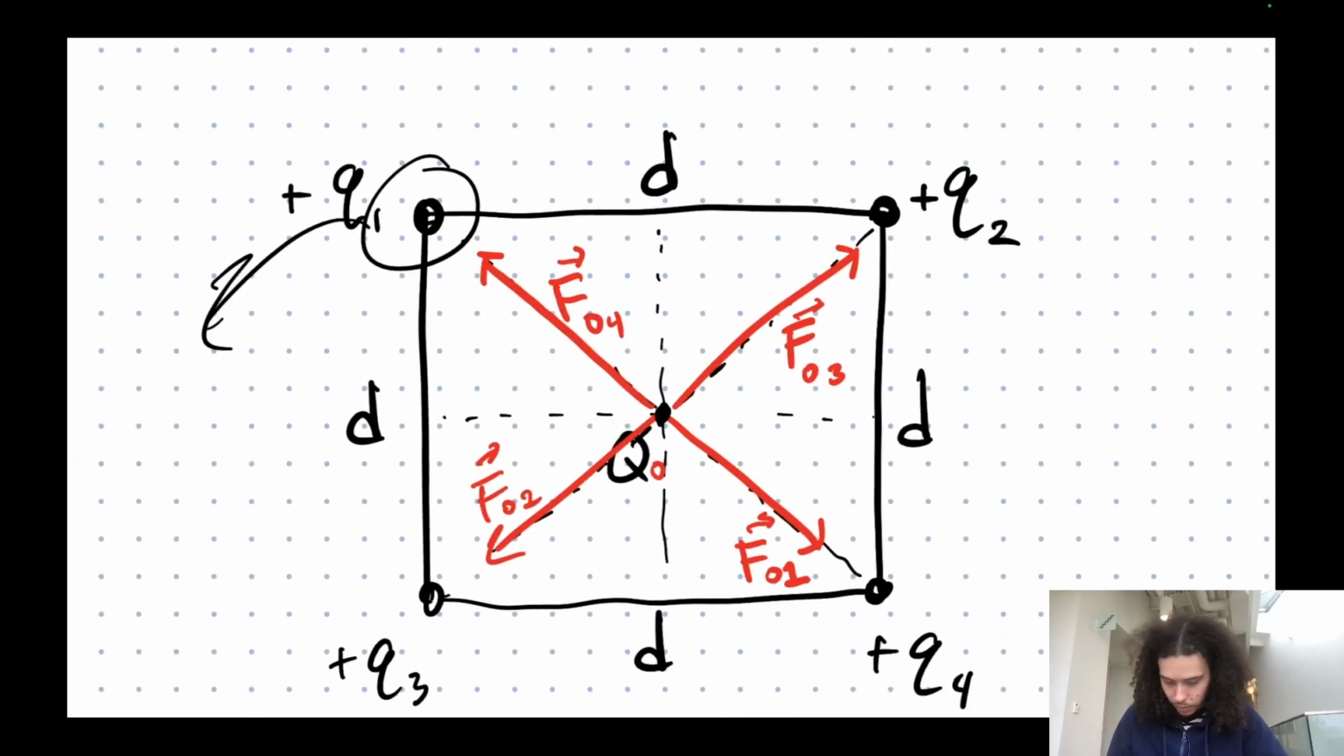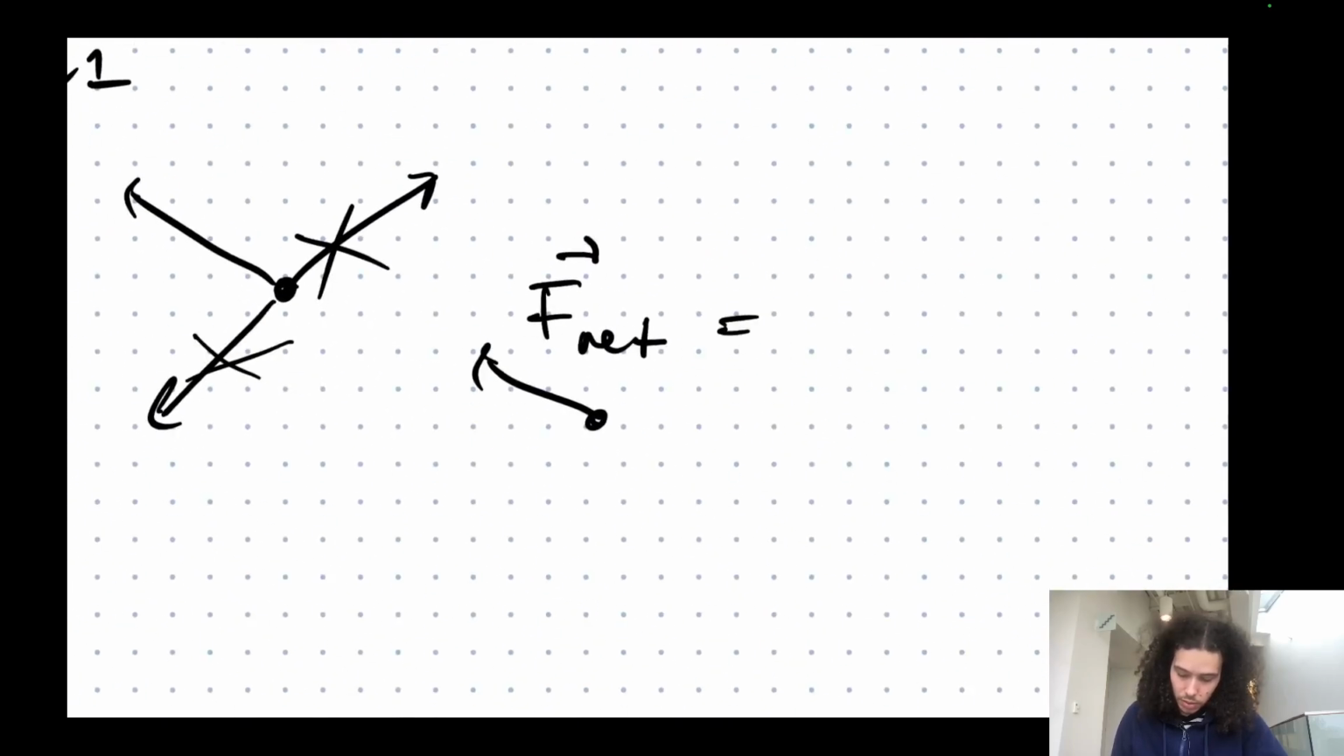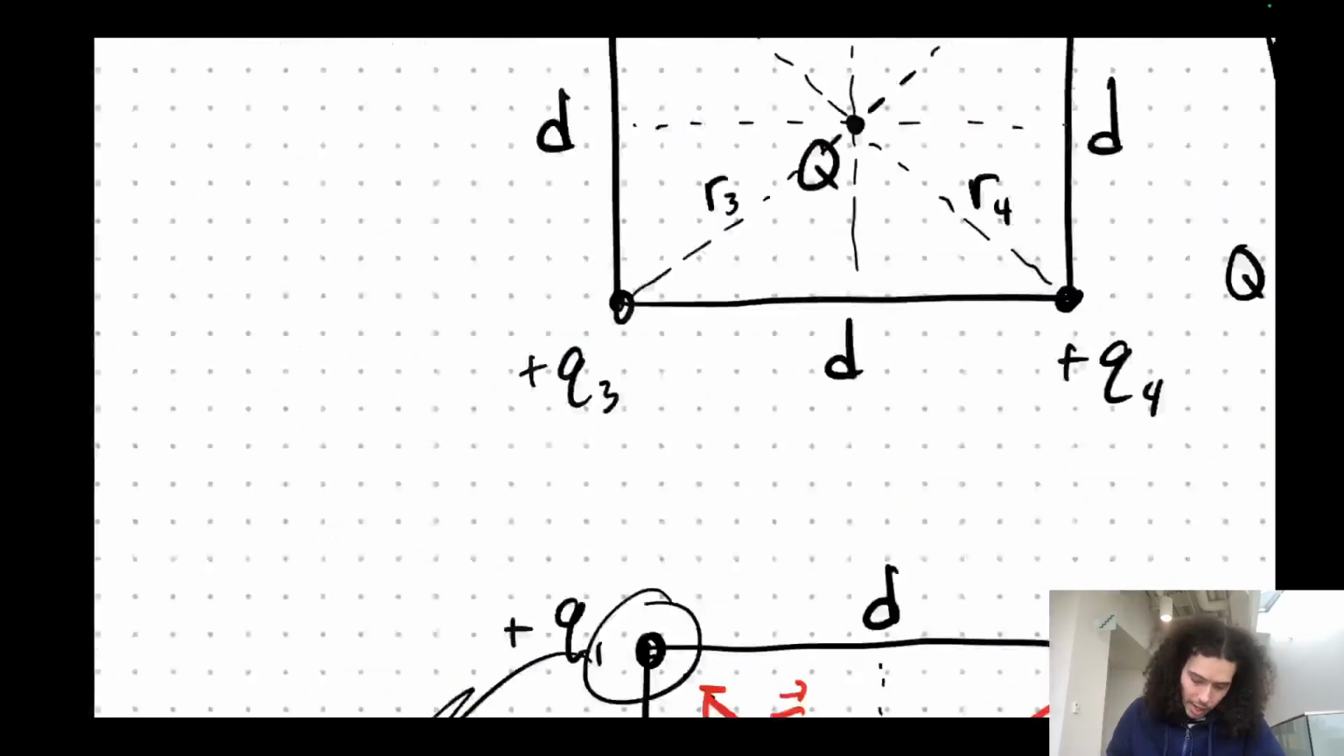Remove this guy. This thing goes. These guys still cancel out, but you have a net force from this interaction here. And so your F net is going to be, and the particle is just going to move in that direction until infinity, pretty much. But that answers that question.